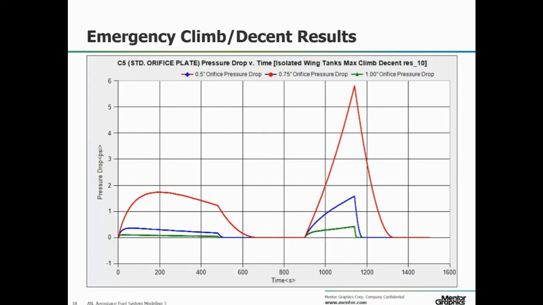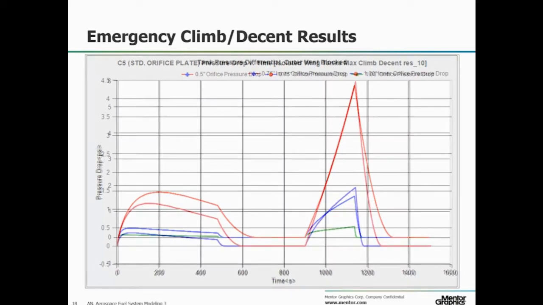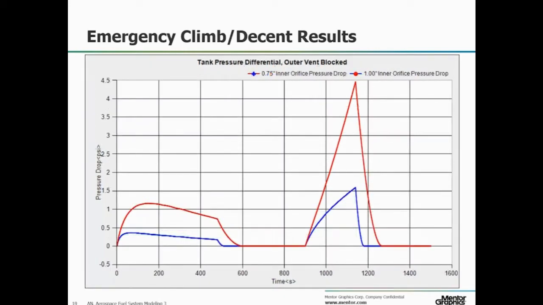what-if scenario: blocked vents. Here, we've set the orifice size of the outer vent to a very small size, effectively blocking it, simulating the presence of ice or other foreign material. With one blocked vent, the 3/4 inch size now experiences a 4.5 psi difference during the descent, while the 1-inch size only has a 1.5 psi difference.